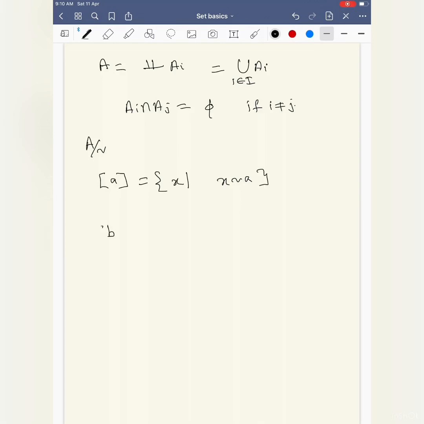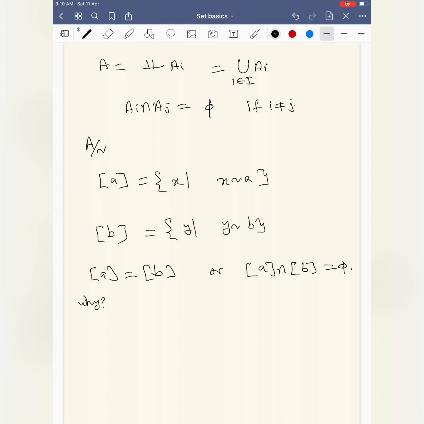This is the equivalence relation, remember. So let me take another, b. This is the set of all y belonging to the set such that y is related to b, right? Now I'm saying that either class a equals class b or the intersection is empty. Why? Let's see.